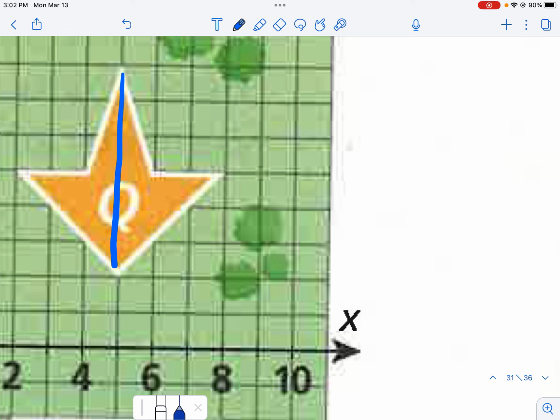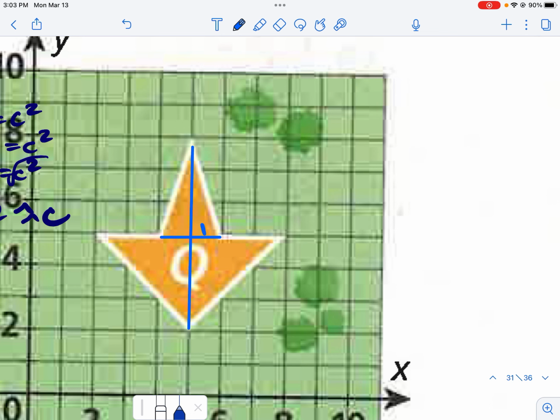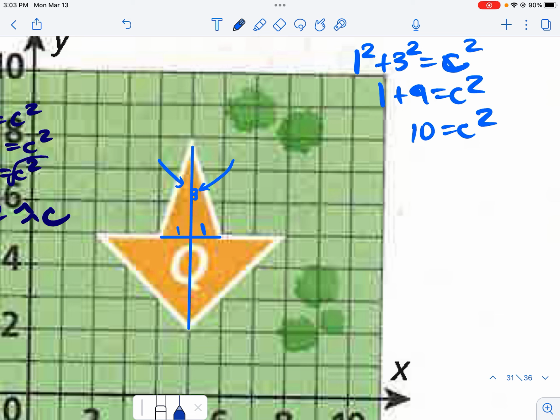So we're going to draw this down here, and we're going to draw this across here. Okay, this is 1. This is 1, 2, 3. Look at that. These two triangles, this triangle here and this triangle here, they're the same. So I only have to do it once. So 1 squared plus 3 squared equals c squared. So 1 plus 9 equals c squared. So that's 10 equals c squared. Then take the square root, and I'm going to do 3.2.